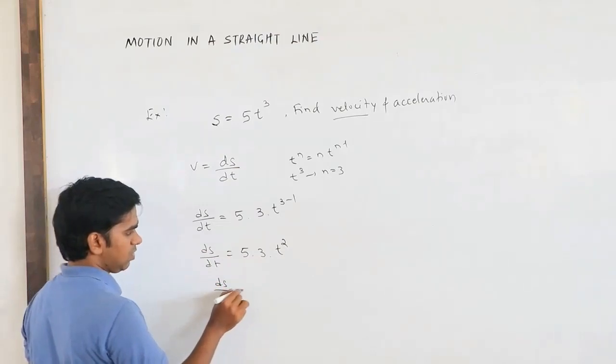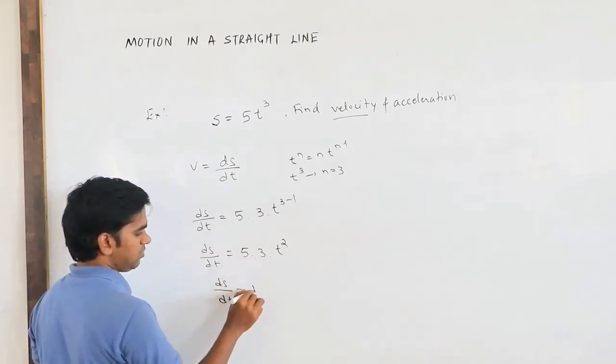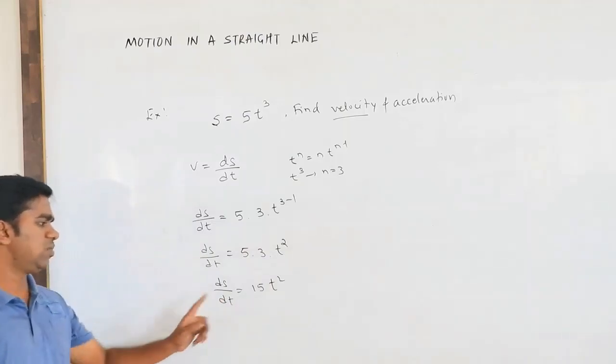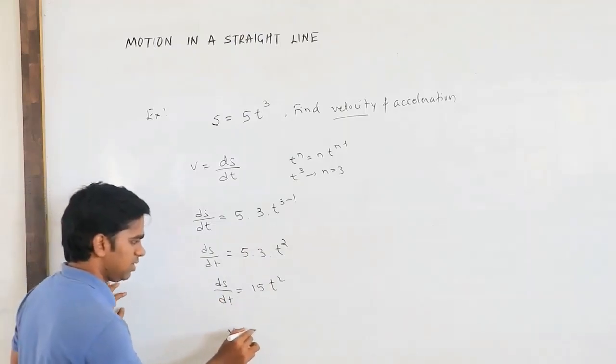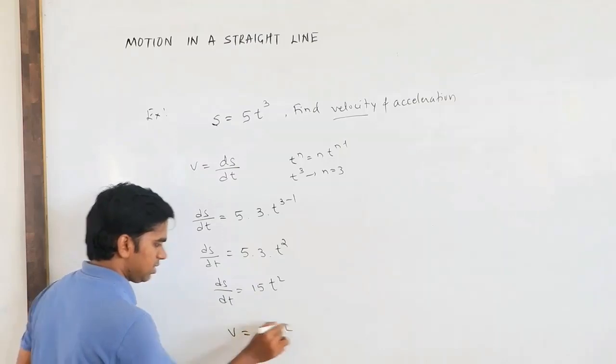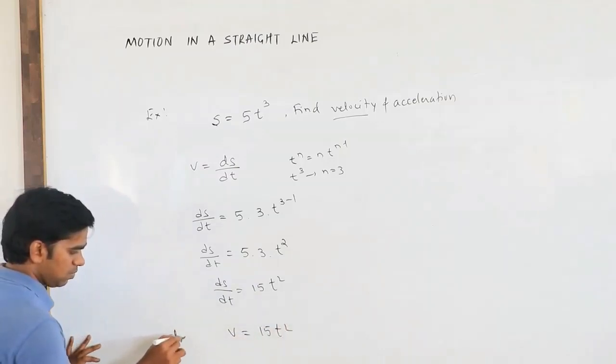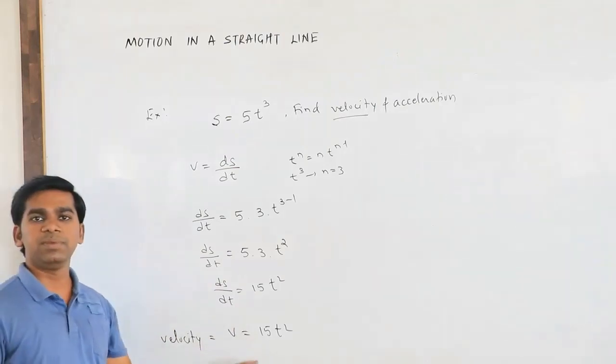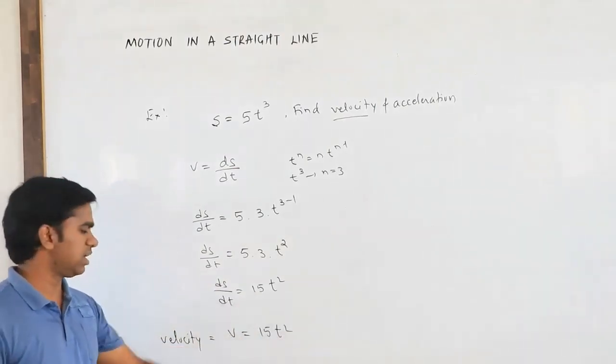So ds by dt is what? 3 into 5 is 15, so 15t squared. 15t squared is the velocity. So velocity v equals 15t squared meter per second. Okay.